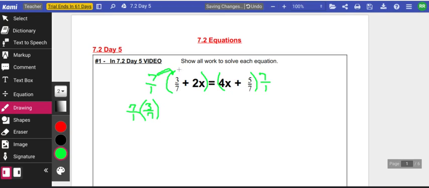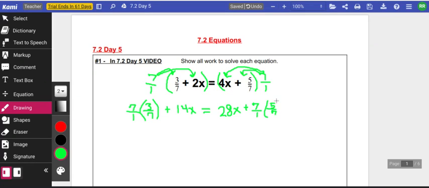Then I also multiply 7 times 2x. 7 times 2x is positive 14x. Okay, don't forget your variable. I bring my equal sign straight down, and I also distribute on the right side. So 7 times 4x, that is 28x. Don't forget your variable. Notice also how I'm showing the rainbow to distribute. Then I have 7 times this term, which is a positive 5/7. So I have positive 7 over 1 times 5/7.